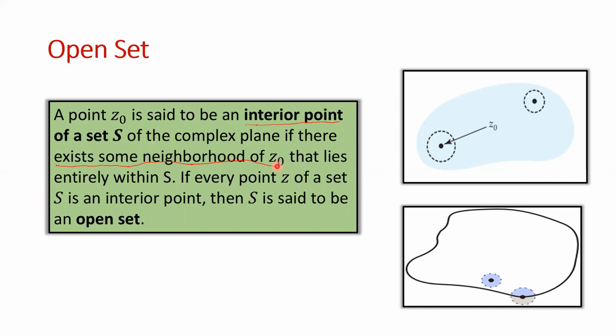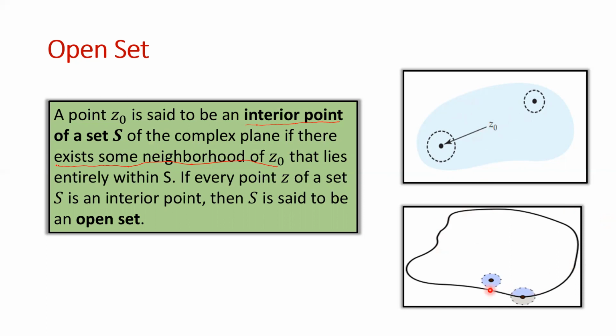That is, if I'm considering this set, this blue shaded colored region is a set S. If I'm taking any point Z0, and if its neighborhood, that is this open disk about this point Z0, lies within this set, then I'm saying that Z0 is an interior point of this set S. So I can take any point, and I draw a neighborhood, an open disk with center at Z0 and radius rho, whatever small the rho is, the open disk, or the neighborhood of Z0, is contained in the set S, then that point is called the interior point.